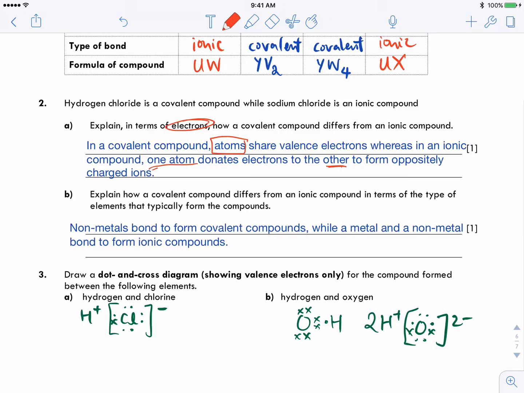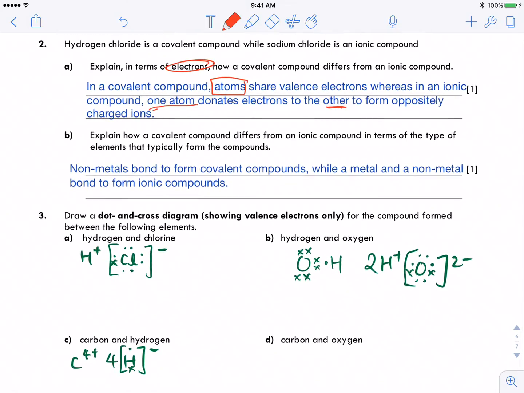Okay, what's the difference between atom and element? Some of you say that we need two elements to share valence electrons. That's not the case. If we think about oxygen gas, they are the same element, right? Two oxygen atoms. So it is the atoms that are sharing their valence electrons, not the different elements.